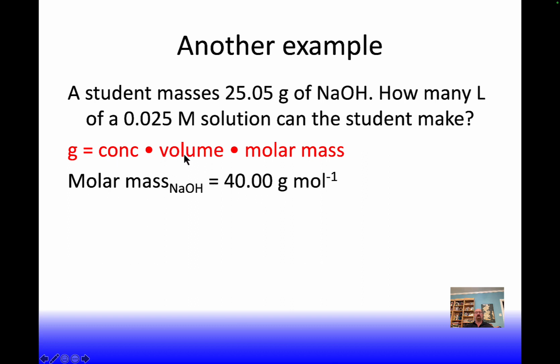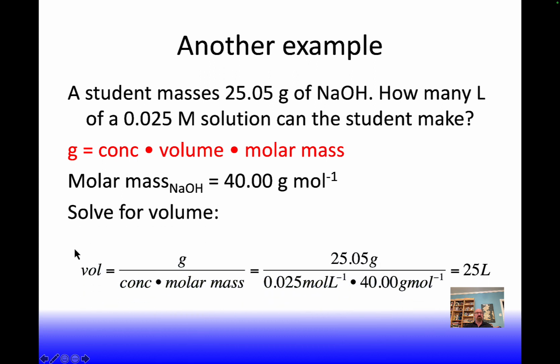Okay. We can find the molar mass using a periodic table. Sodium hydroxide has a molar mass of 40 grams per mole. This is per mole. Remember, like x to the minus 1 is 1 over x. Grams per mole is grams over mole. I just wrote it with math, with an exponent.